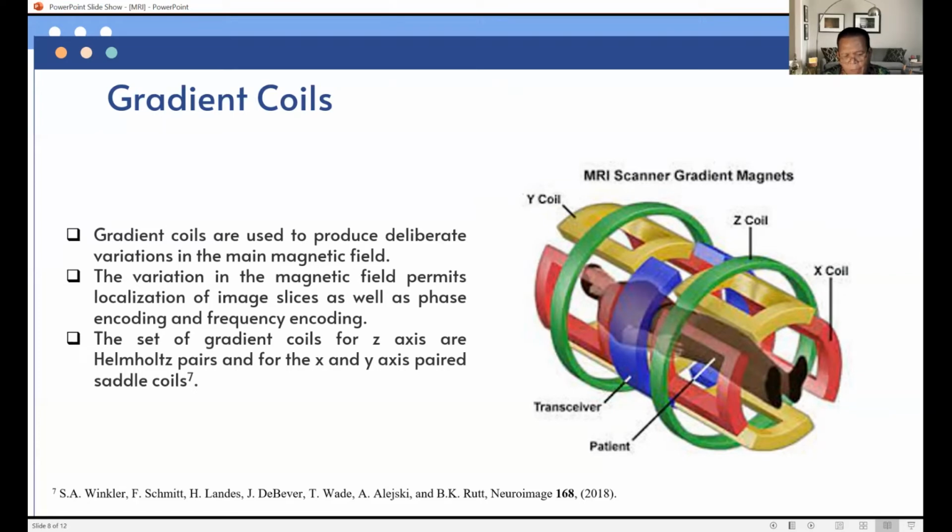When an electrical current passes through this coil, the result is a secondary magnetic field. This gradient field distorts the main magnetic field in a slight but predictable pattern. There are three sets of gradient coils used in nearly all MR systems: the X, Y, and Z gradients. The set of gradient coils for the Z-axis is a Helmholtz pair, and for the X and Y-axis a pair of saddle coils.